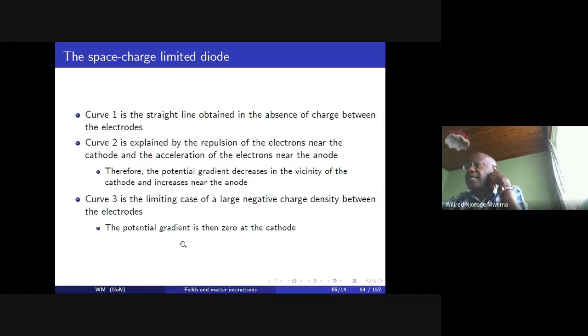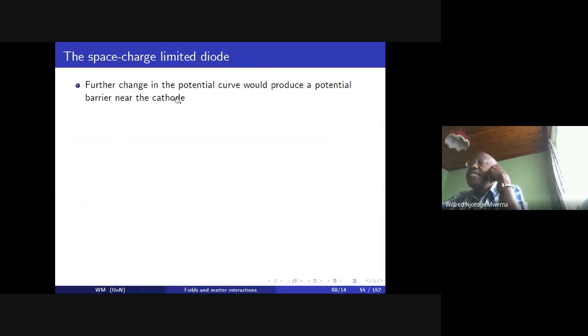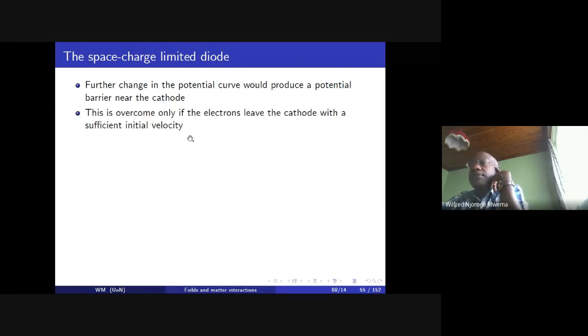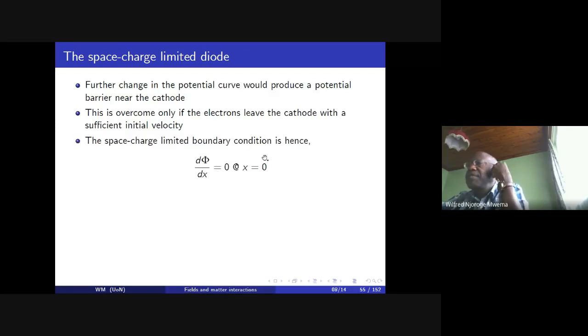So the potential gradient must therefore be equal to 0 at the cathode, and any further change in the potential curve would produce a potential barrier near the cathode. This will only be overcome if the electrons leave the cathode with a sufficient initial velocity, that is, an initial kinetic energy that will overcome the potential barrier. So the space charge limited boundary condition is given by d phi/dx equal to 0 at x equal to 0.